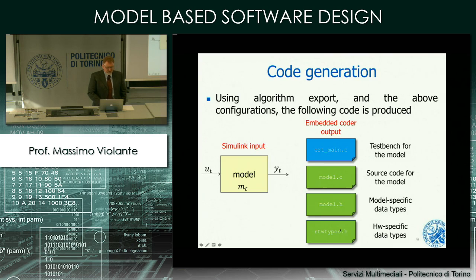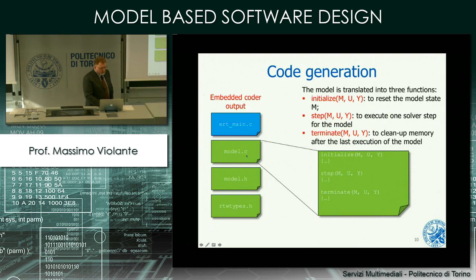rtwtypes.h is the include file with the hardware-specific data types. So what's the meaning of all of this? Well, let me explain in detail. So model.c contains the instructions that define what the model is doing. So basically, what we are expecting to have here is something that, when executed as a C program, behaves as the simulation does.